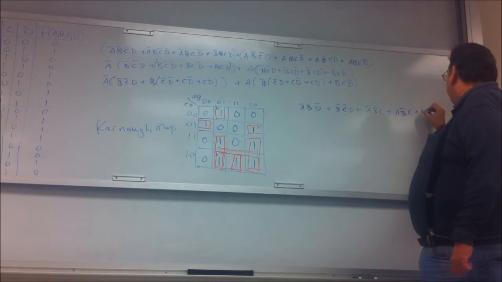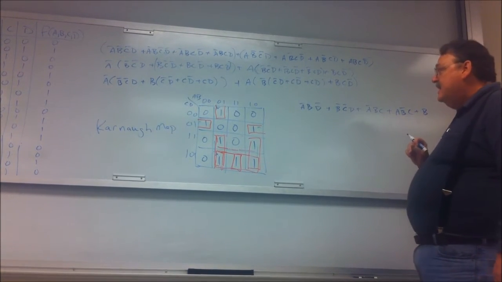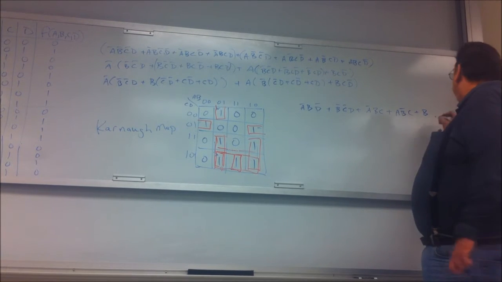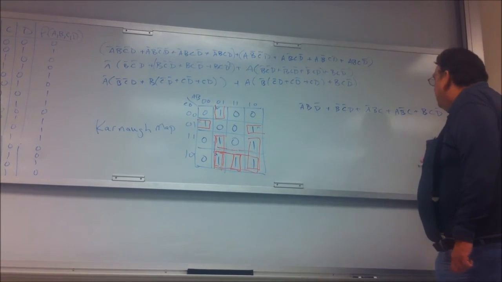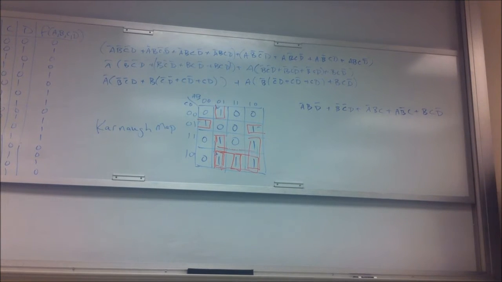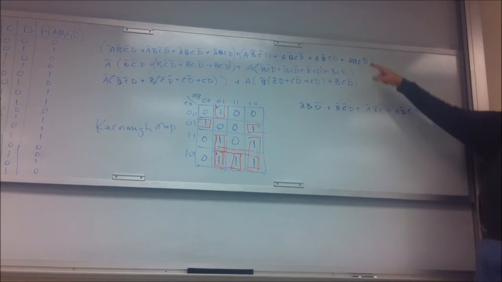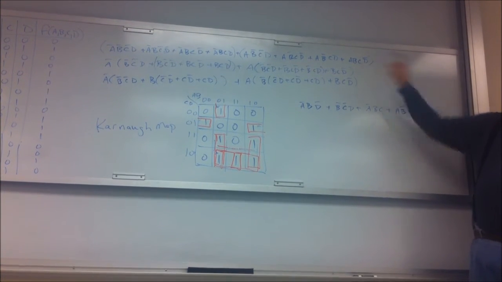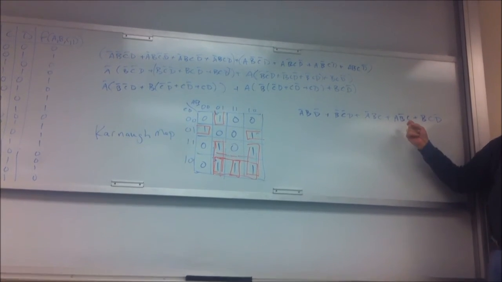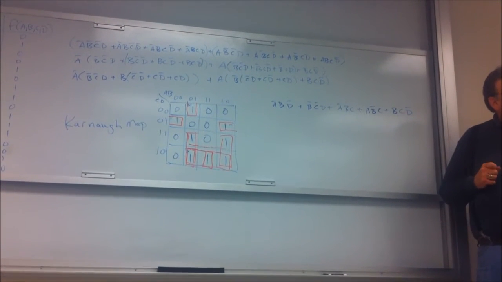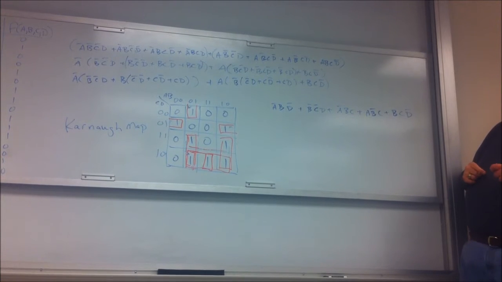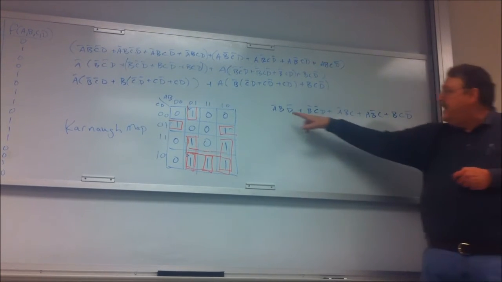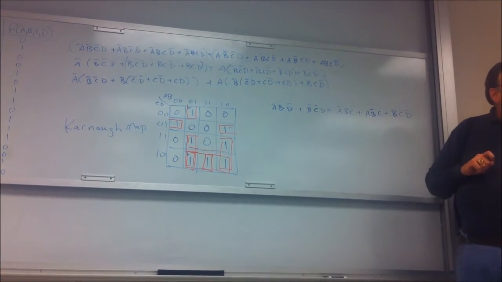So I'd have B, and let's see, that would be C, not D. Right? And now I have a much simpler term than that to start with. And I can simplify this algebraically if I want to. I may be able to find something I could factor out. I could group the not A's together and factor out a not A.